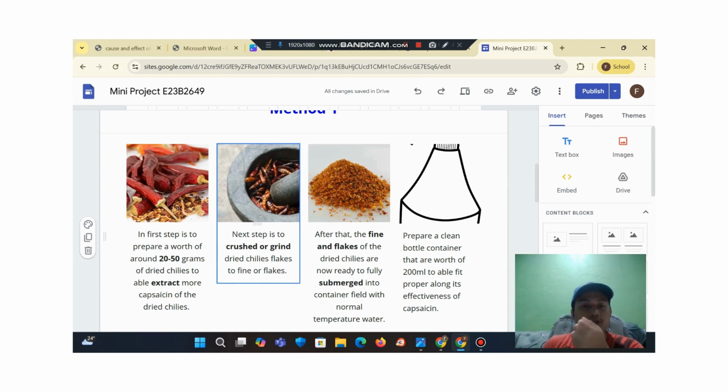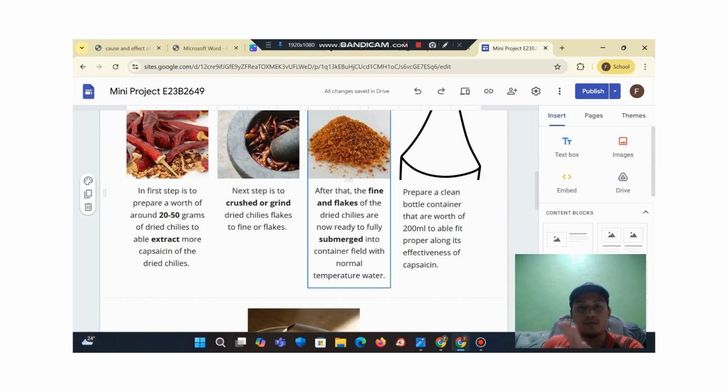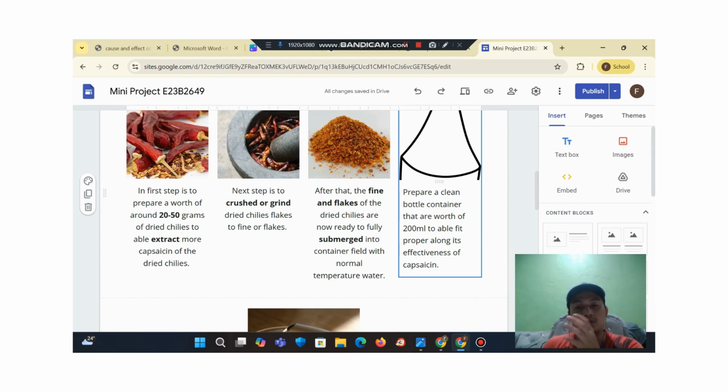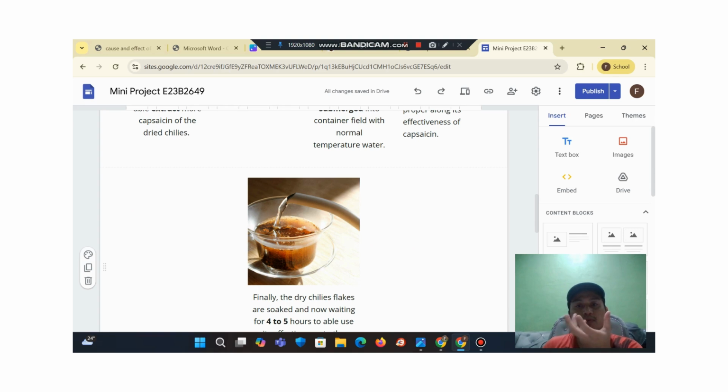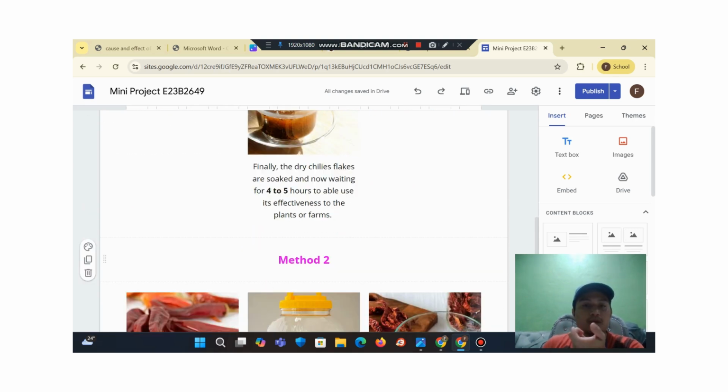The next step is to crush or grind the chili into fine flakes. After that, we submerge it in normal temperature water in a clean bottle or container. 200 milliliters is already enough to get the effectiveness of the capsaicin. Then we soak the chili flakes for around 4 to 5 hours.